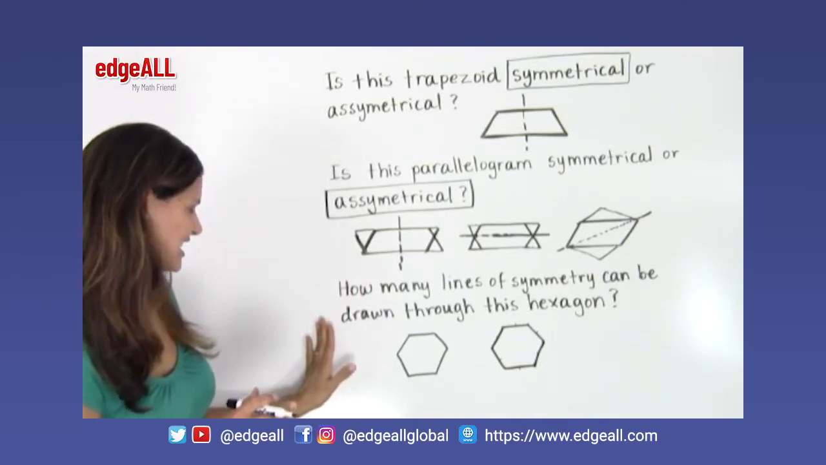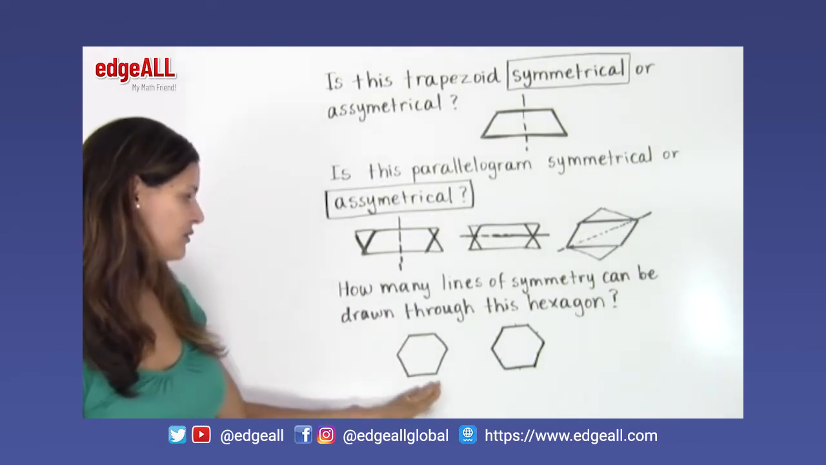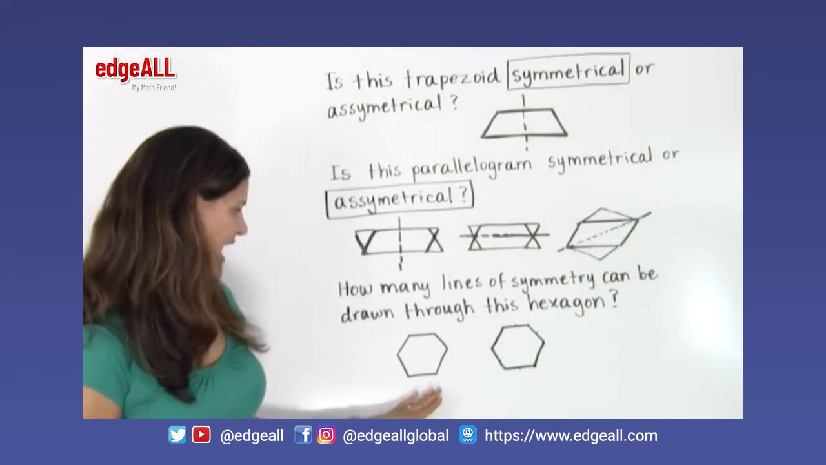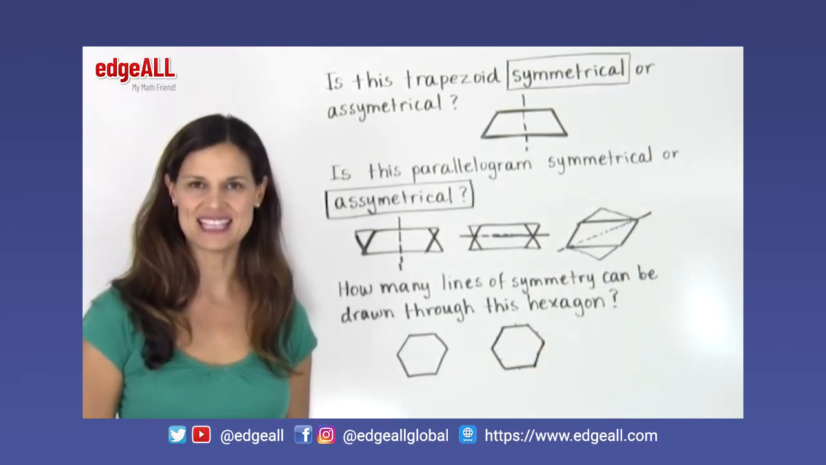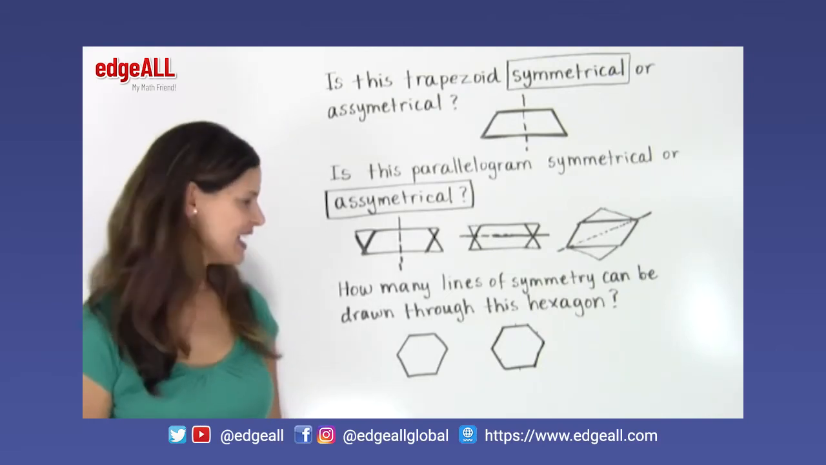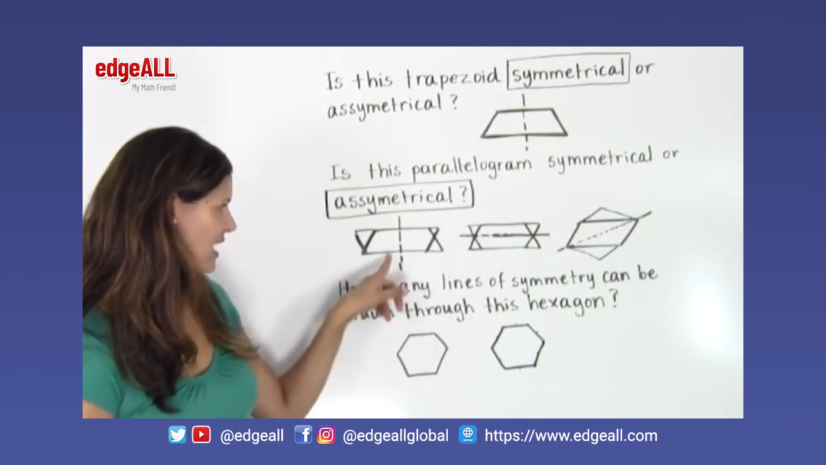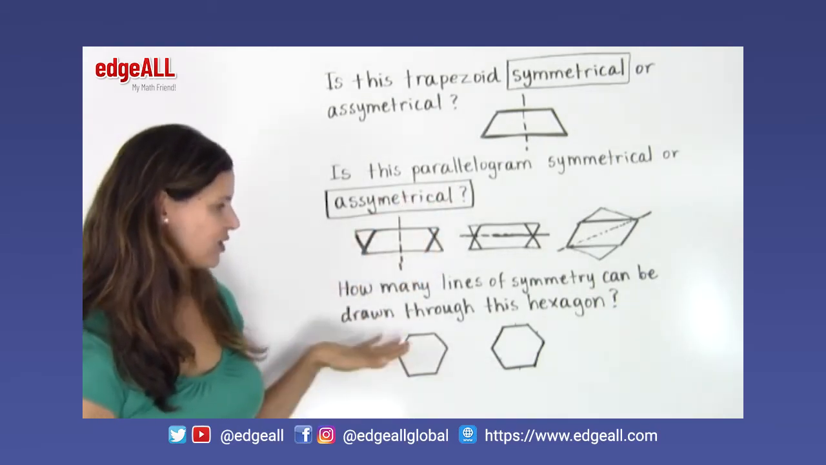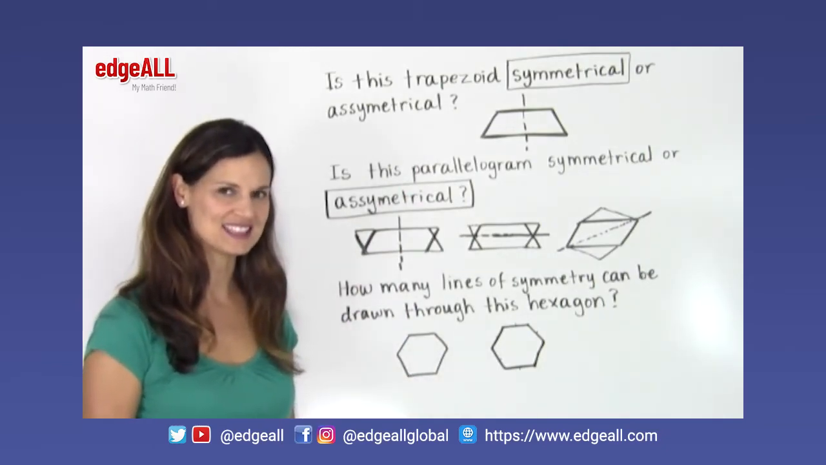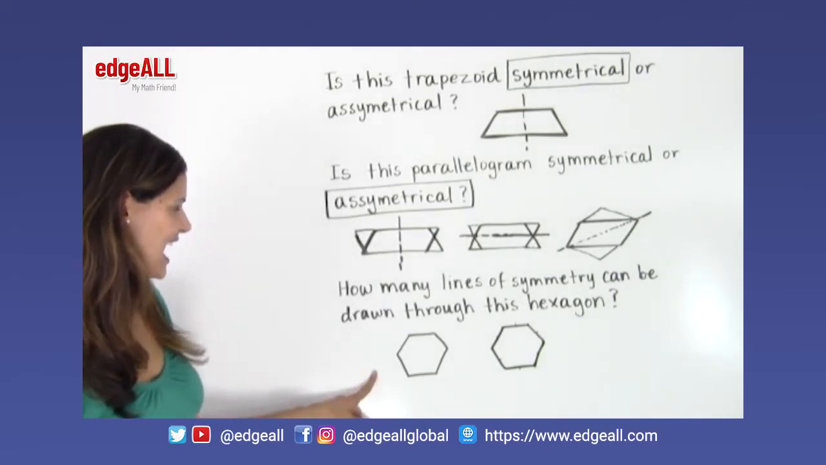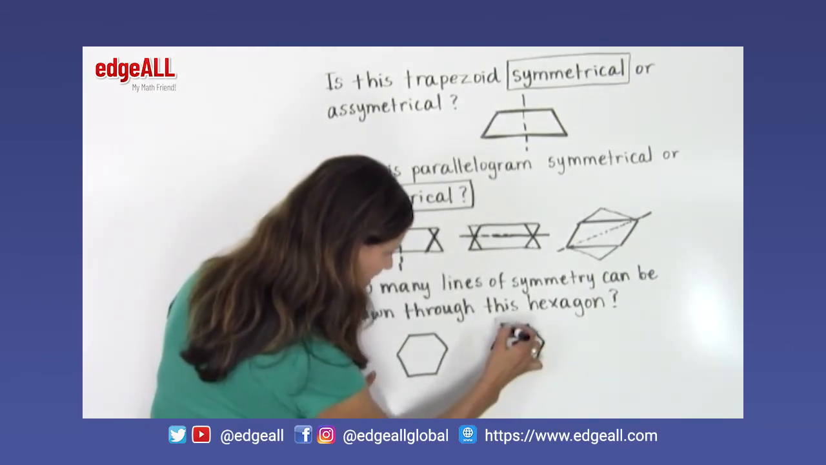My third question here is asking me how many lines of symmetry can be drawn through this hexagon. So I have a hexagon here, and I redrew it over here with a little bit of markings on it to help us see where the lines of symmetry are. So I can see right away that if I draw a line like we have been up here, vertically or horizontally, I will have lines of symmetry. But there's more than just those two in this shape. It turns out that in a hexagon, from each corner to its opposite corner, we'll find a line of symmetry.